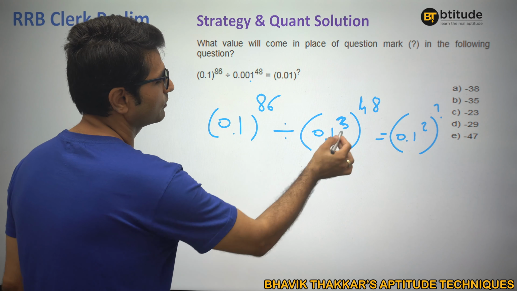So this one is going to be 3 into 48 is 144. 86 minus 144, because division means the subtraction of the power, is minus 58. So minus 58 is actually 2 into minus 29. There you go, right? So you should be thorough with your laws of indices. If you are clear with your laws of indices, it is nothing. Very simple. Gone. Next one.